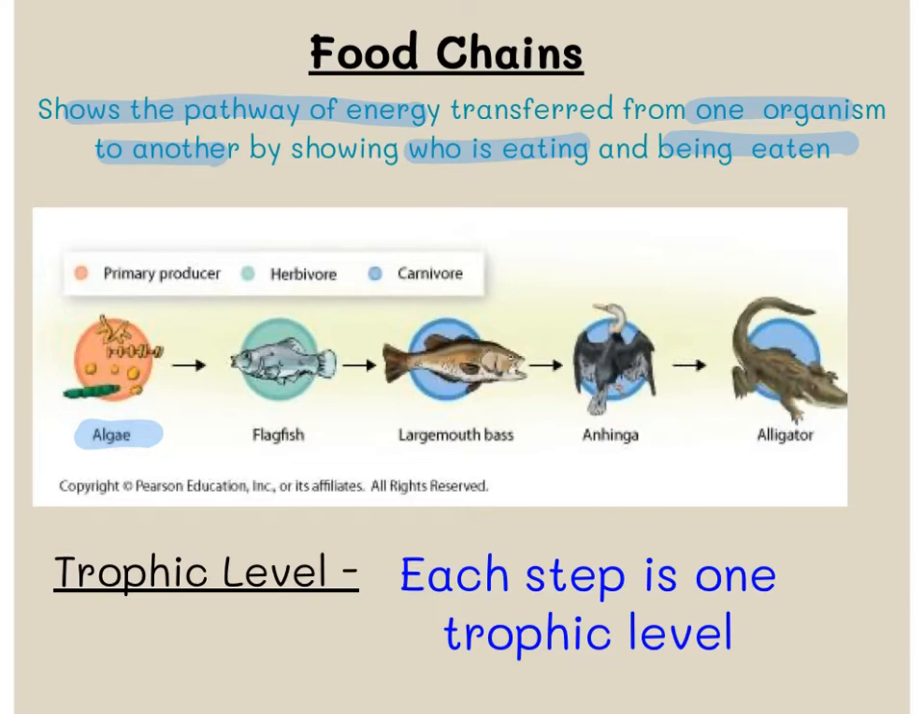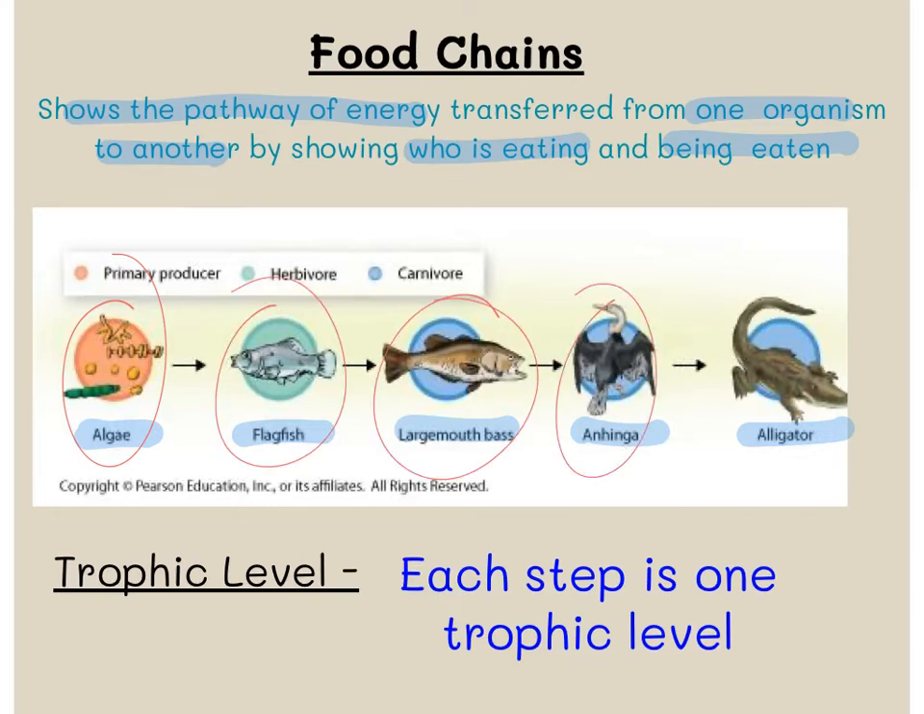The algae is then eaten by the flagfish. The largemouth bass now eats that flagfish. The anhinga, which is a large bird, eats that largemouth bass. And then at the top of that food chain, the top predator is the alligator who eats that anhinga. This food chain has 5 trophic levels. Each step of a food chain is considered one trophic level. So algae, 1, flagfish, 2, largemouth bass, 3, anhinga, 4, and alligator is the 5th trophic level within this food chain.